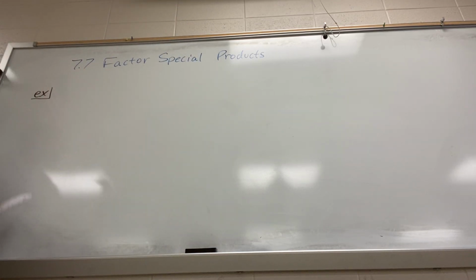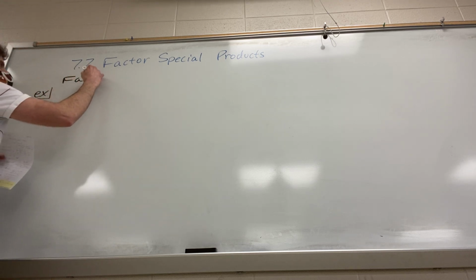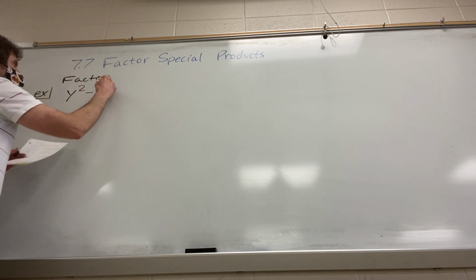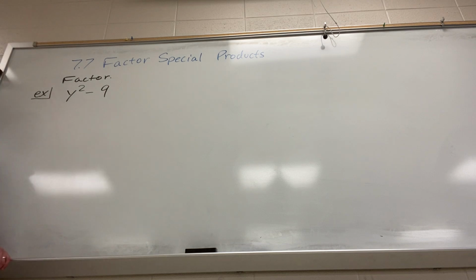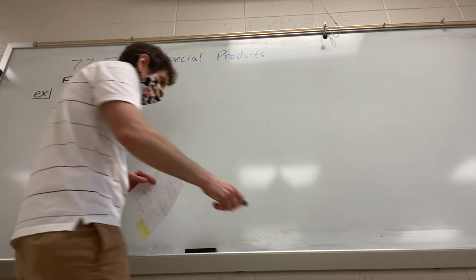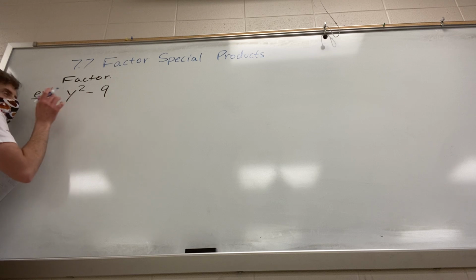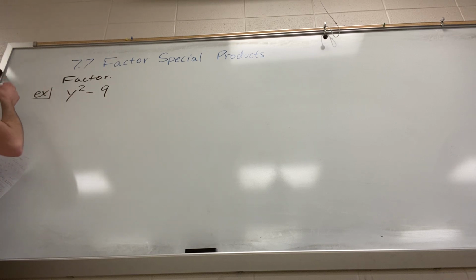Let's do an example, and then let's see what the pattern is. You with me? So what we're going to do is factor y squared minus 9. Okay, so this is a quadratic, isn't it? Yeah. And with quadratics, you can factor them using the AC method. What's funny about this is you're missing the b term, right? Mm-hmm. There's no b term.